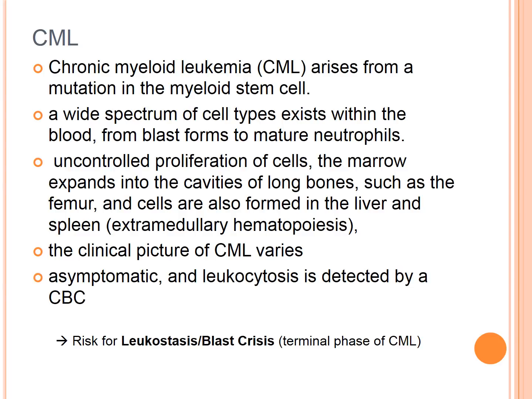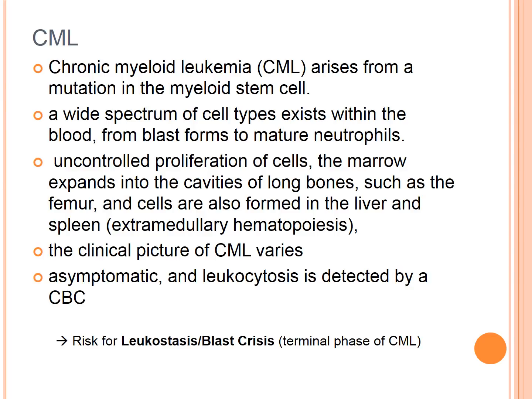And again, the marrow expands and can cause the bone pain and the joint pain that occur when the bone marrow has expanded from the uncontrolled proliferation. And also, it can clump together or infiltrate or have too much in one area and cause an enlarged liver or spleen. Okay, so the clinical picture of CML is variable.